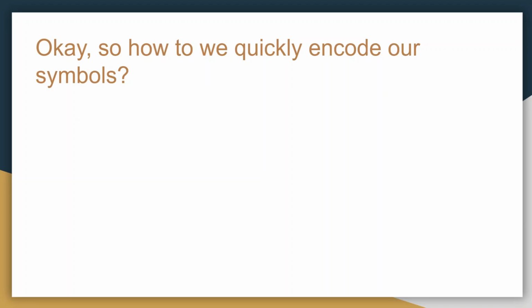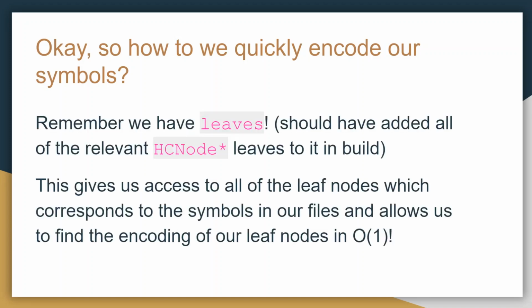So how do we quickly encode our symbols? It would be best if we had somewhere where we were keeping track of the leaves, because that represents the symbols in our tree. So we have leaves, remember? That's something else you should be creating early on, when you're building the tree. You want to add in these leaves so that we have access to the leaf nodes and can easily get the encoding for these different symbols starting at the leaves. And this makes it so that we can get our leaf nodes in O(1) and find their paths.